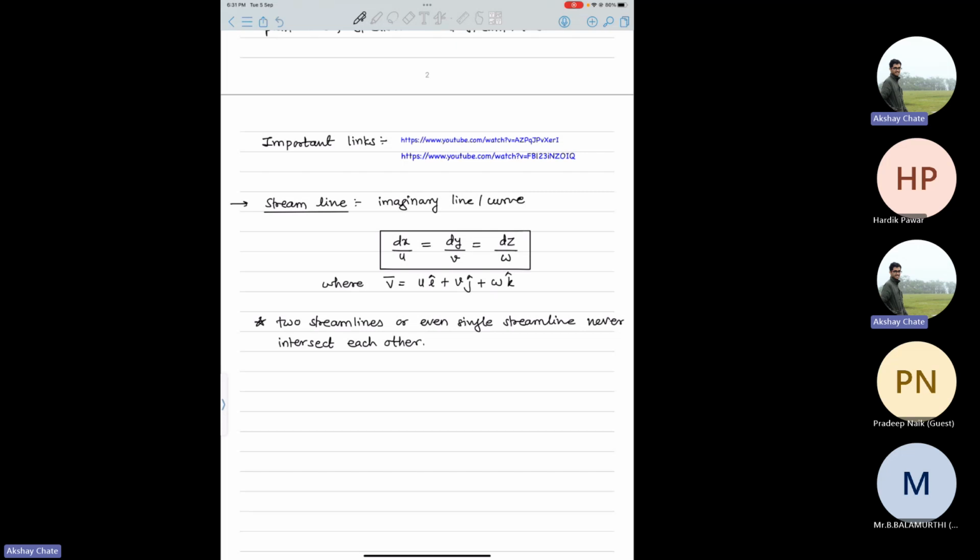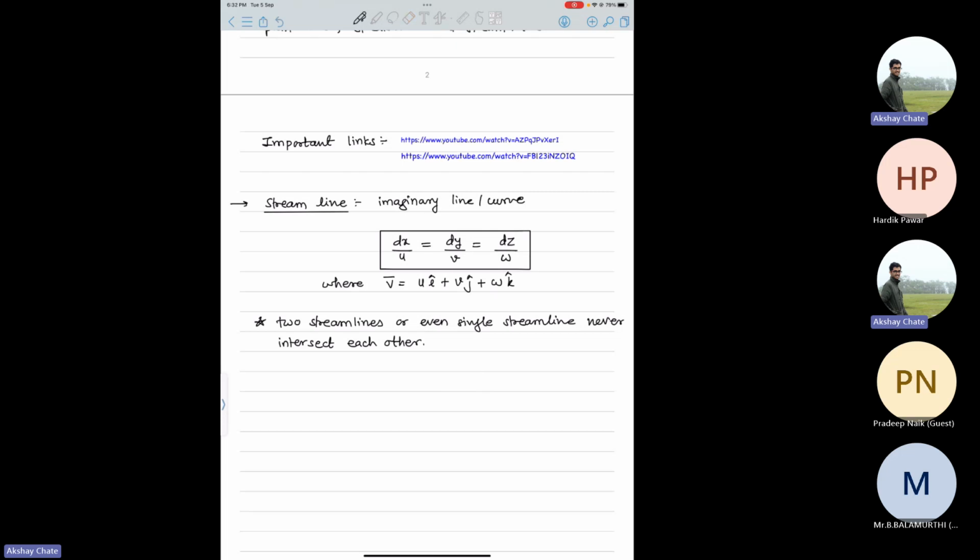For example, if there is a streamline going like this, and it comes back and intersects itself, this is also not possible, because this point will have two velocities. So that is what I meant by this point. It is a very important point.